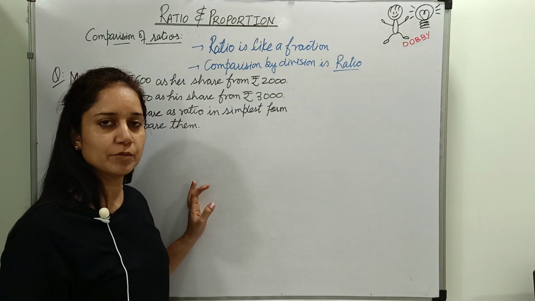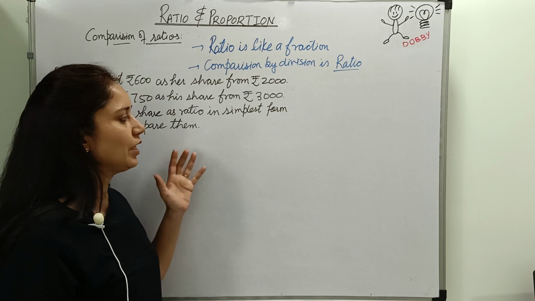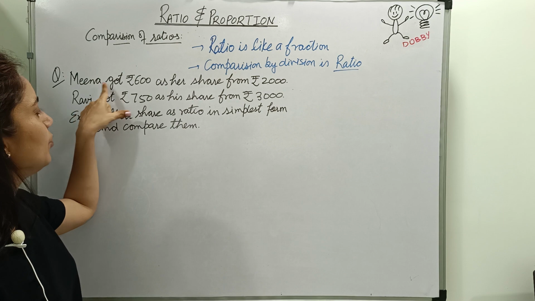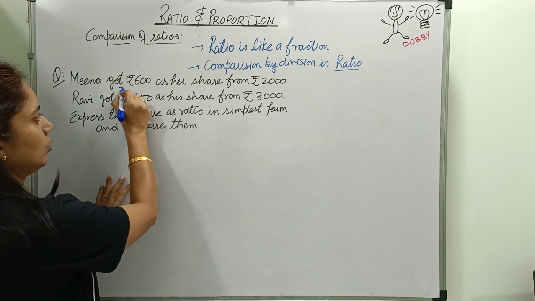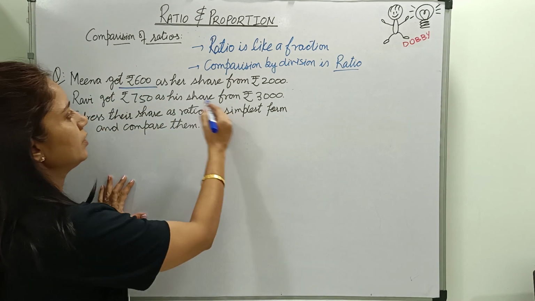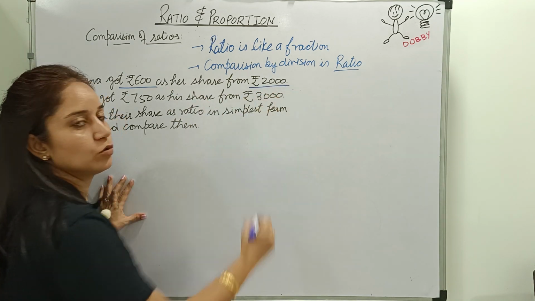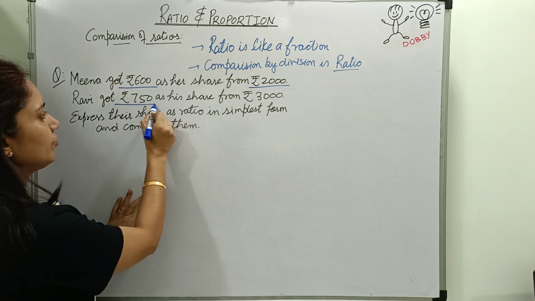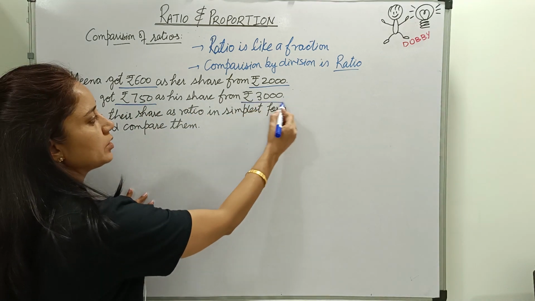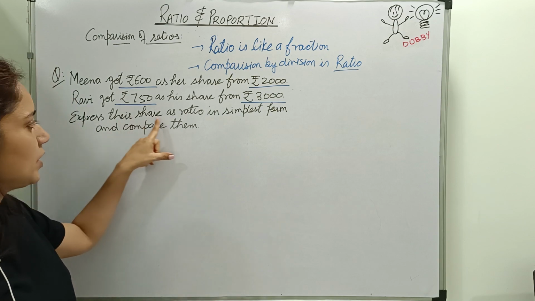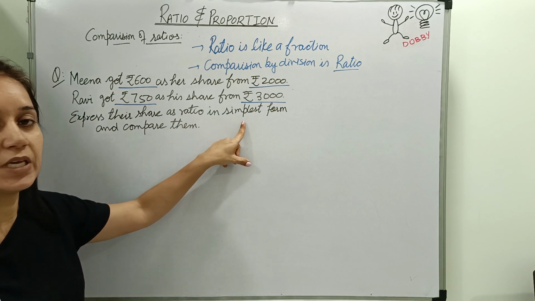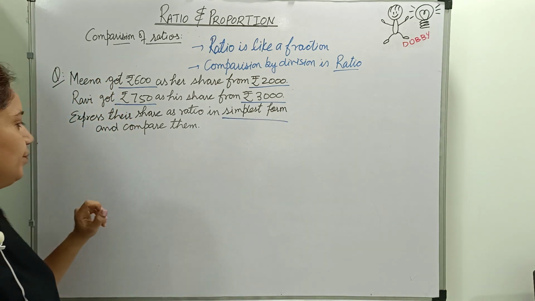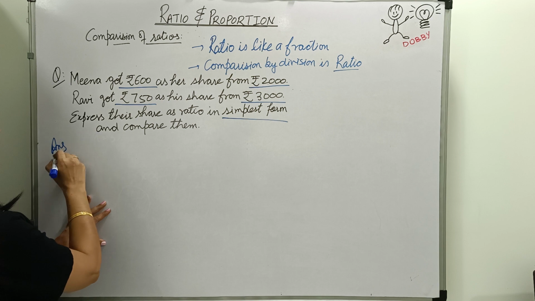After understanding the concept of comparison of ratios, now let us try one word problem. Here you can see the question is: Meena got rupees 600 as her share from rupees 2000. 600 out of 2000. Ravi got rupees 750 as his share from rupees 3000. Express their share as a ratio in simplest form, okay, reduced form, simplest form, and compare them. So let us try this question.